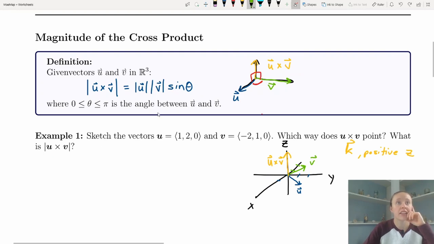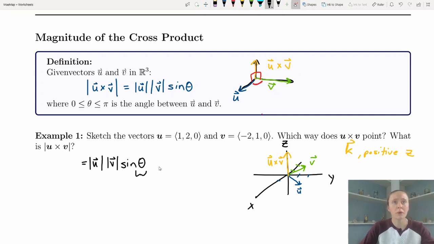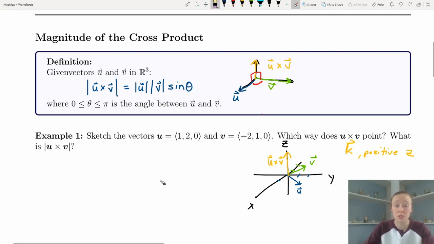And the way I calculate that is by using that formula. I know my magnitude of U, I can calculate, and my magnitude of V, I can calculate, but the sine of theta, how do I find that theta? Well, if we want to find the angle between U and V, we know another formula for that, and that's the dot product. So let's find the magnitude of U, the magnitude of V, and we'll find the dot product between vectors U and V to figure out that angle.